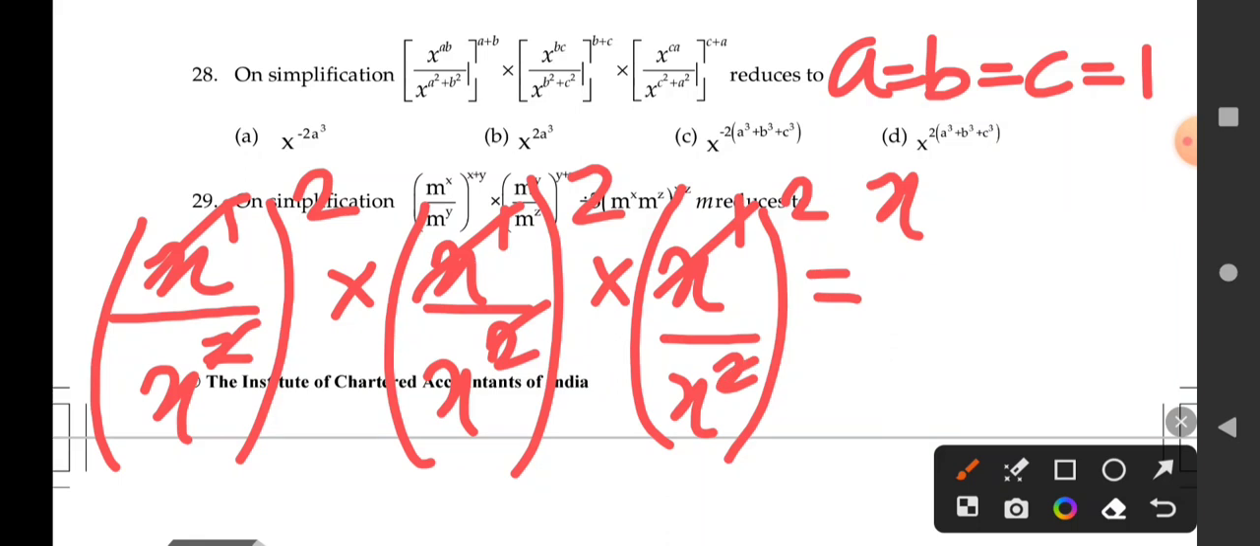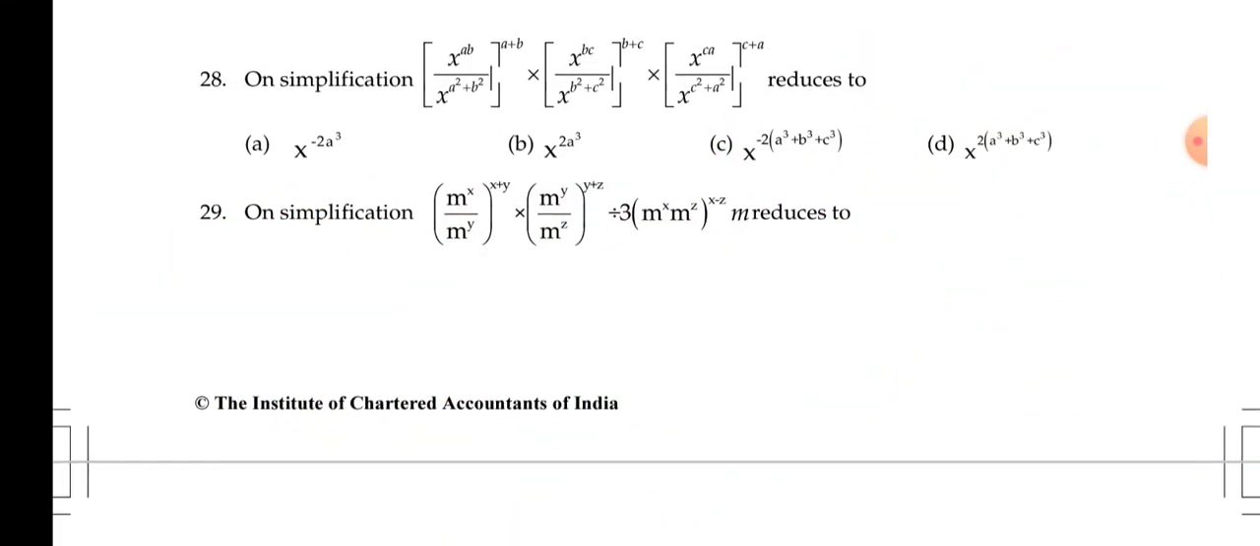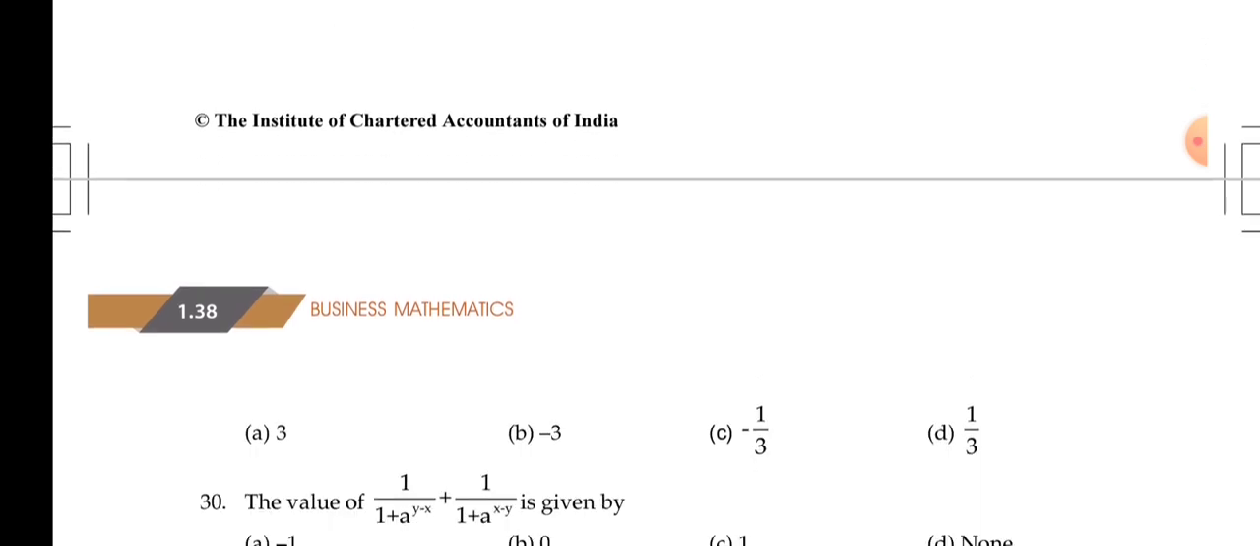x gets cancelled in every term. So we have x power minus 2 minus 2 minus 2. We have x power minus 6. So option number C gives us x power minus 6. 28 is C. Next question, question number 29.